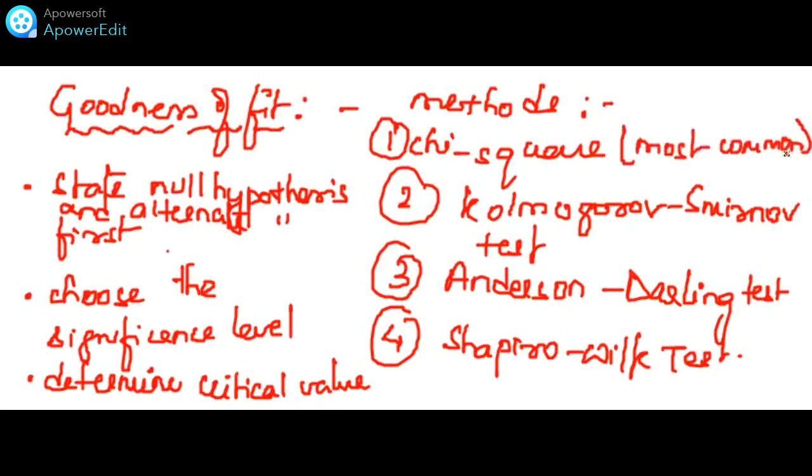The most common goodness of fit is the chi-square, which is used in many businesses and also by researchers.